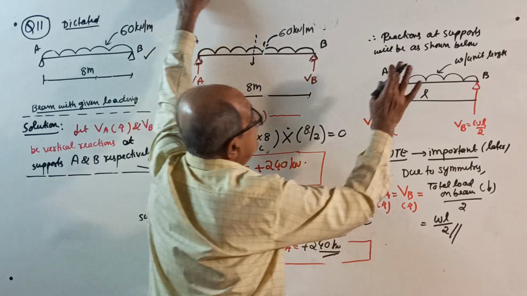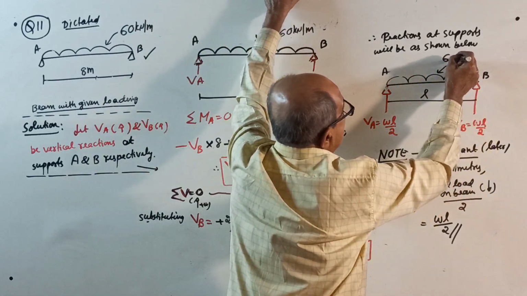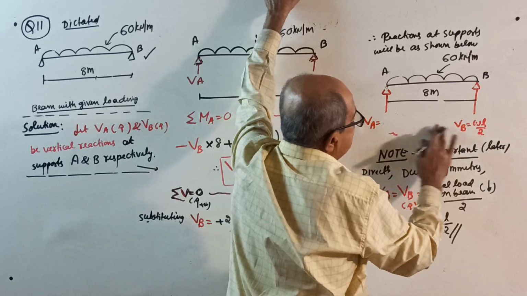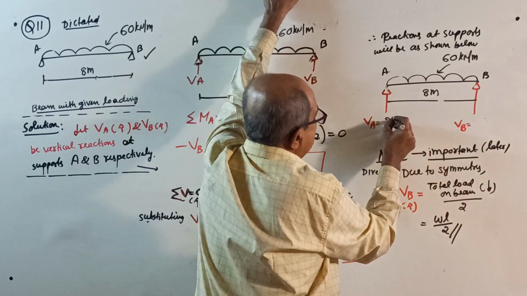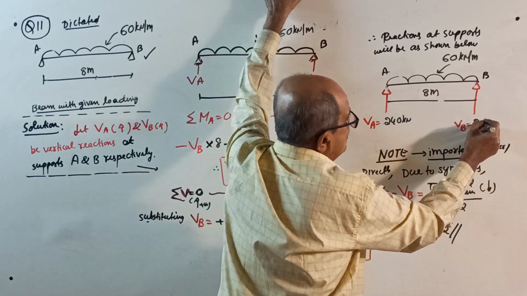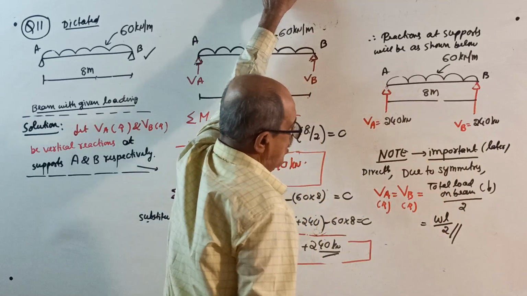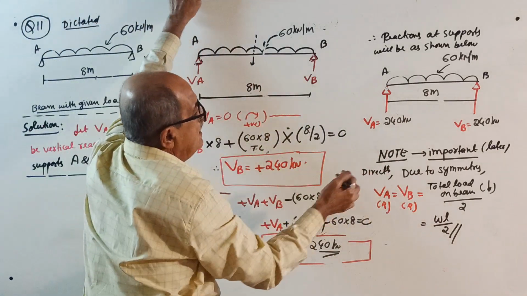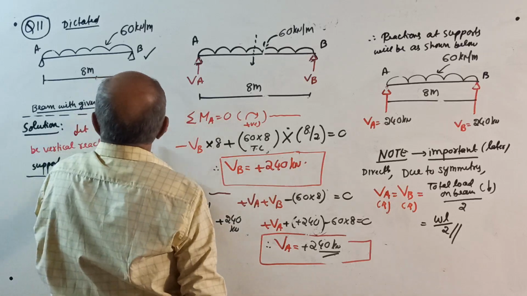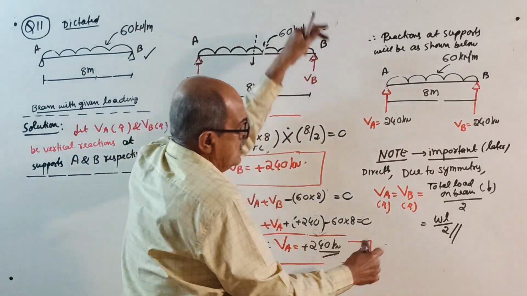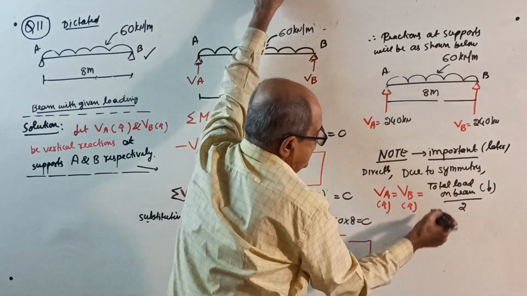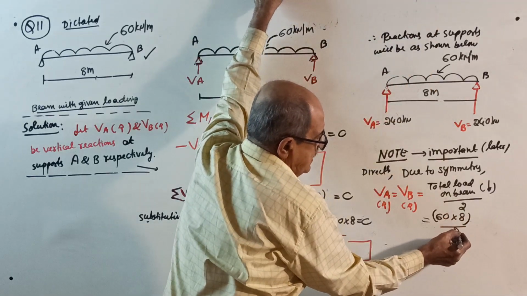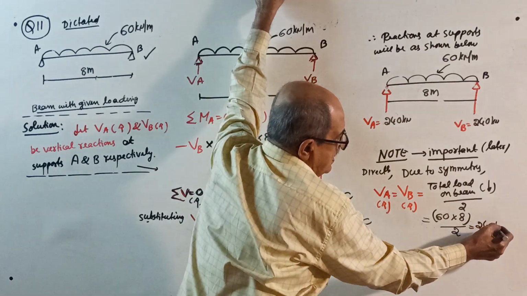Therefore, if the beam is loaded by UDL of 60 kilonewton per meter, and the beam has got 8 meter span, each reaction equals 240 kilonewton. This also 240 kilonewton. Answer. Or directly, as soon as this sketch is over, directly come there. VA upward equal to VB upward equal to total downward load divided by 2, equal to 60 kilonewton per meter for 8 meter is the total load, divided by 2, equal to 240 kilonewton.